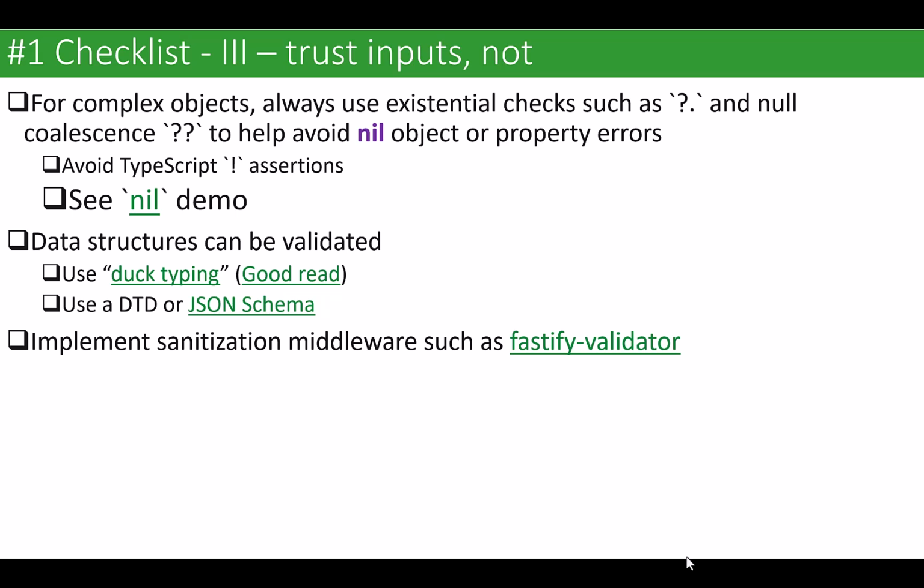Avoid TypeScript assertions. The modern practice, although it was put in for compatibility, you can declare variables with a bang. So instead of saying first name as string, you can say first name as string bang, which means I don't want nulls. But the problem is that if you do that, it makes problems in other places. So the modern thought for TypeScript is to use coalescence and existential check.